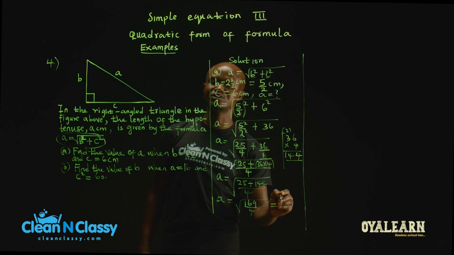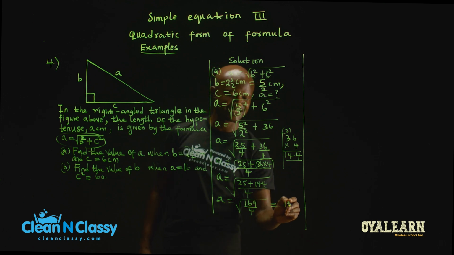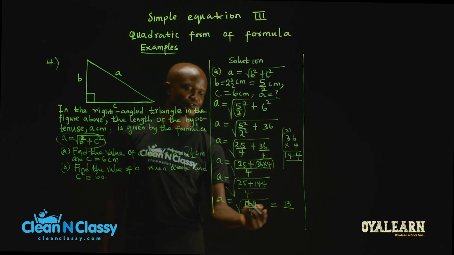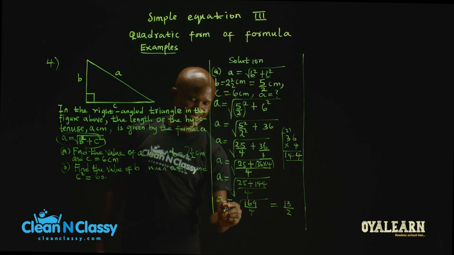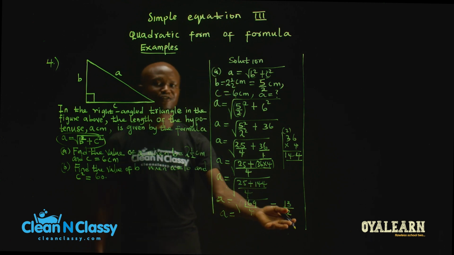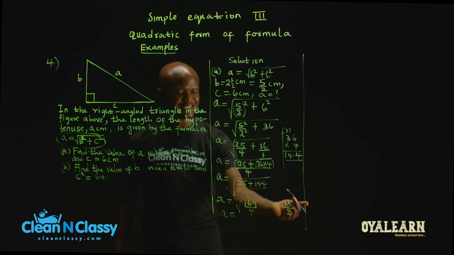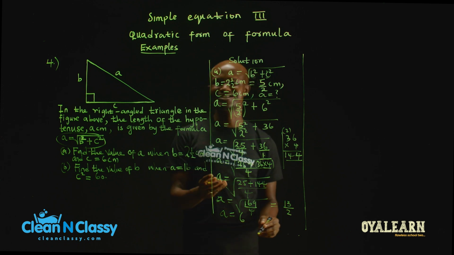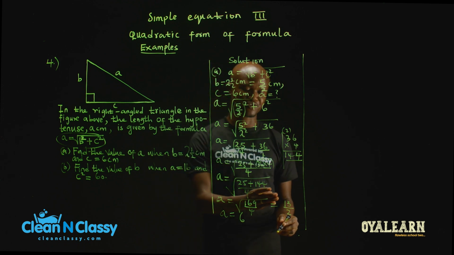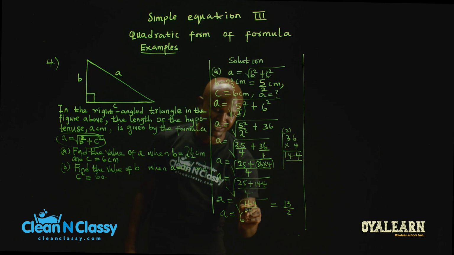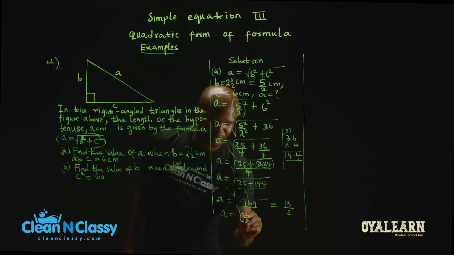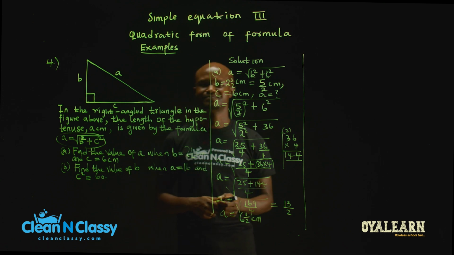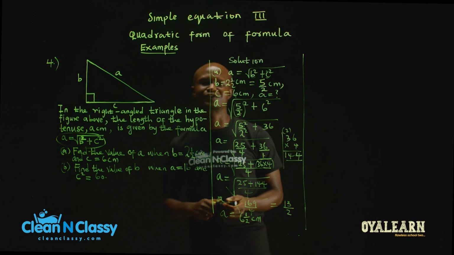Now, 169 is a perfect square. So the square root of 169 is 13. And 4 is also a perfect square. What is the square root of 4? 2. Now, our final answer will be in the form of a mixed number. 13 divided by 2, that is 6, because 6 times 2 is 12. Take away 12 from 13, we have 1 as the remainder. So this is 6 whole number 1 over 2 centimeter. That is the value of a. That is the solution to the first part of the question.